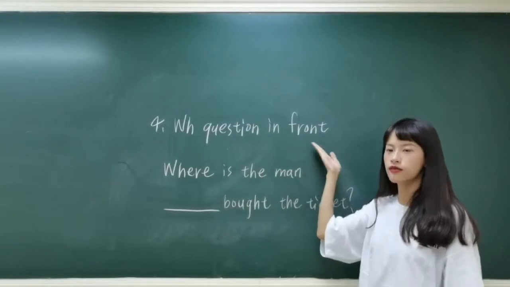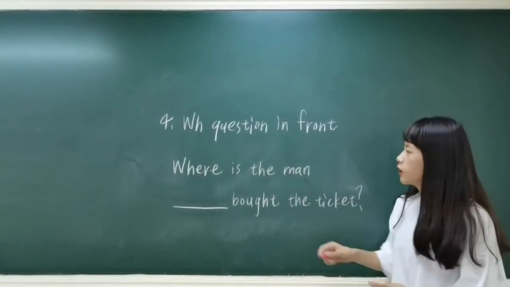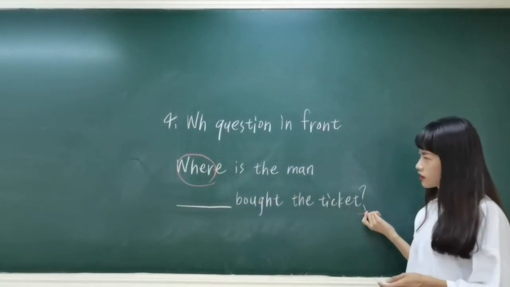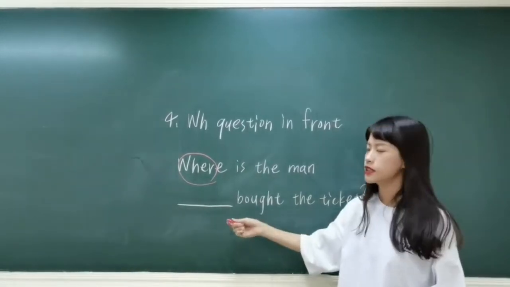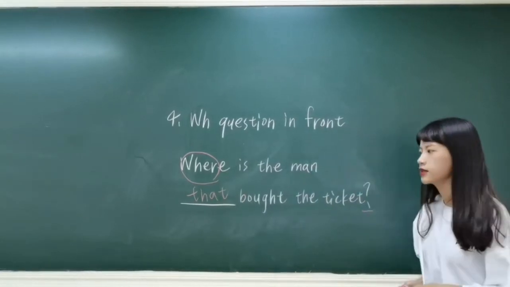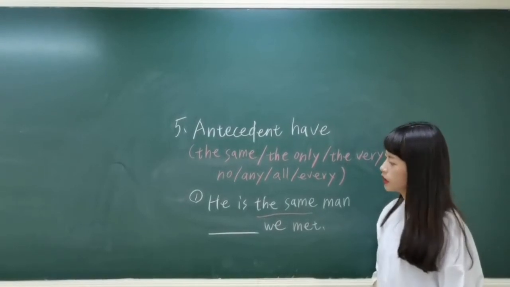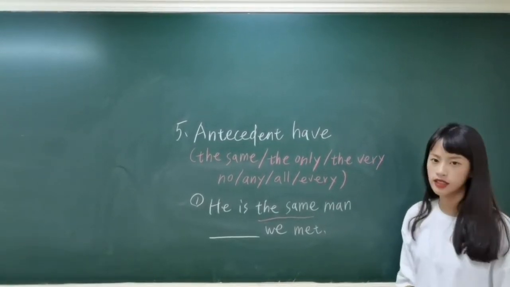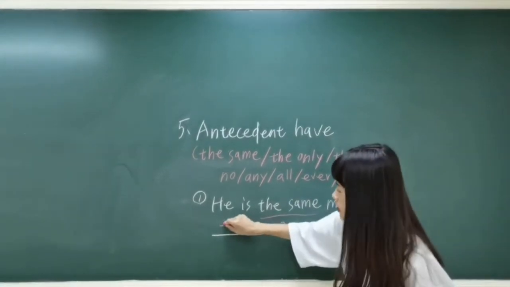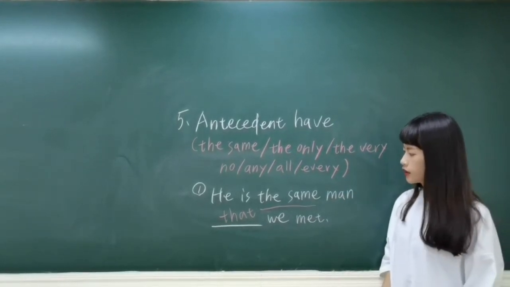WH question in front. For example, where is the man bought the ticket? Where is the man? It is a question, so the relative pronoun has to use that. Where is the man that bought the ticket? Next example, he is the same man we met. You can see the same in the sentence, so the relative pronoun has to use that. He is the same man that we met.